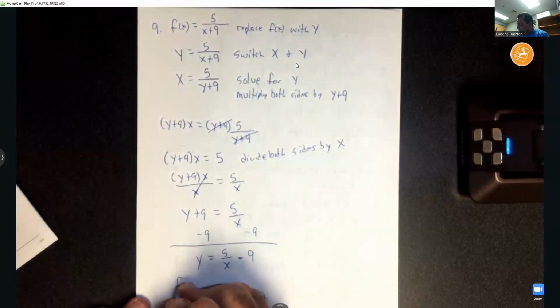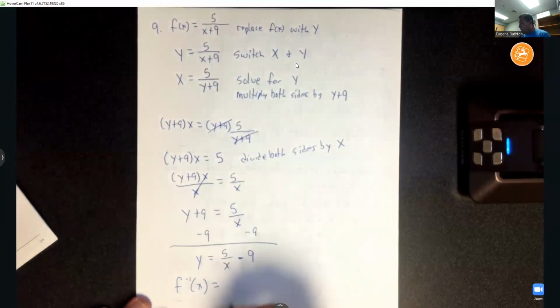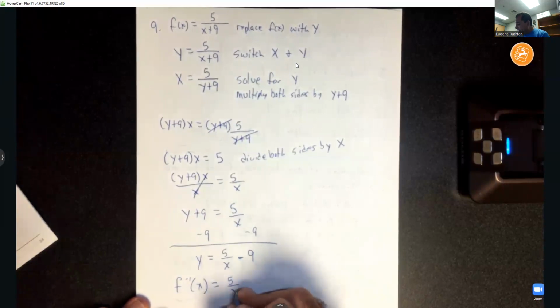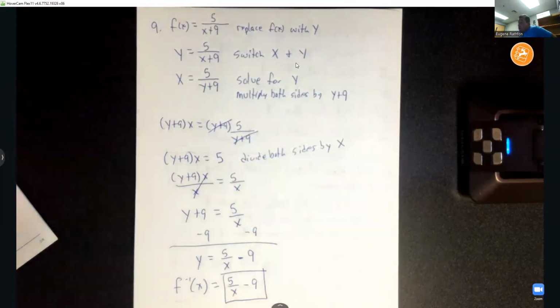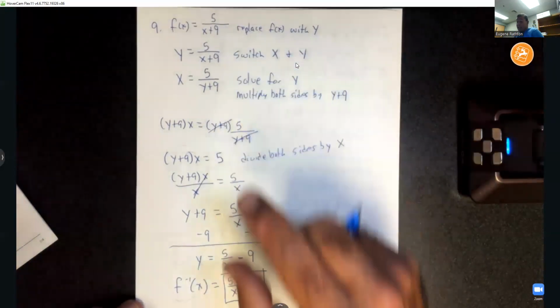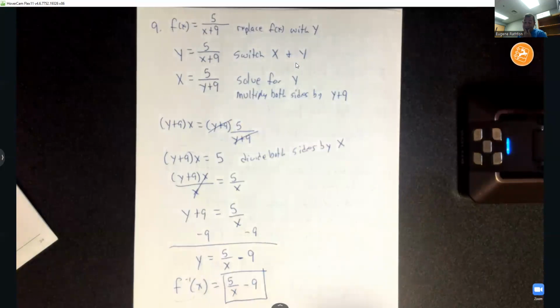So my final step, replace it with my inverse notation, and I get f-1 of x equals 5 over x minus 9. Y'all, that's probably the trickiest one, and it's just because of all the fractions they did to us, okay?